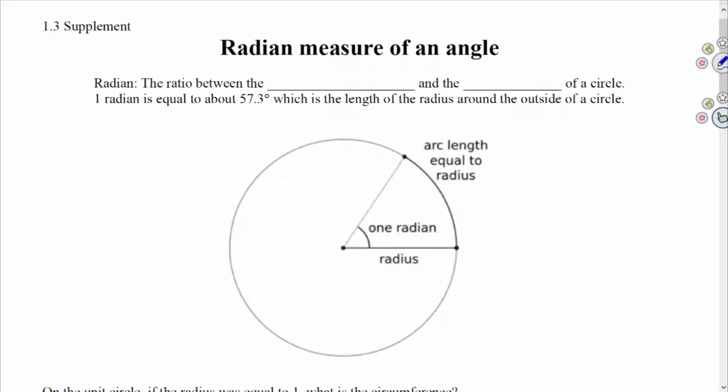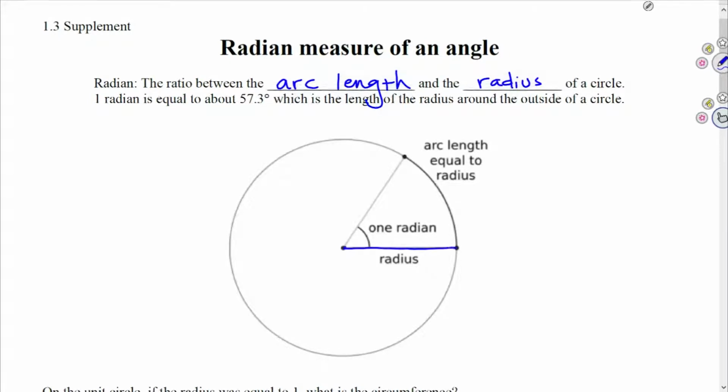Radian, however, is a mathematical reason for measuring angles in this way. Because of that, as you move on in mathematics, there are some very convenient things that come out of defining radians in a mathematical way. The definition of a radian is the ratio between the arc length and the radius of a circle. 1 radian is equal to about 57.3 degrees, which is the length of the radius.